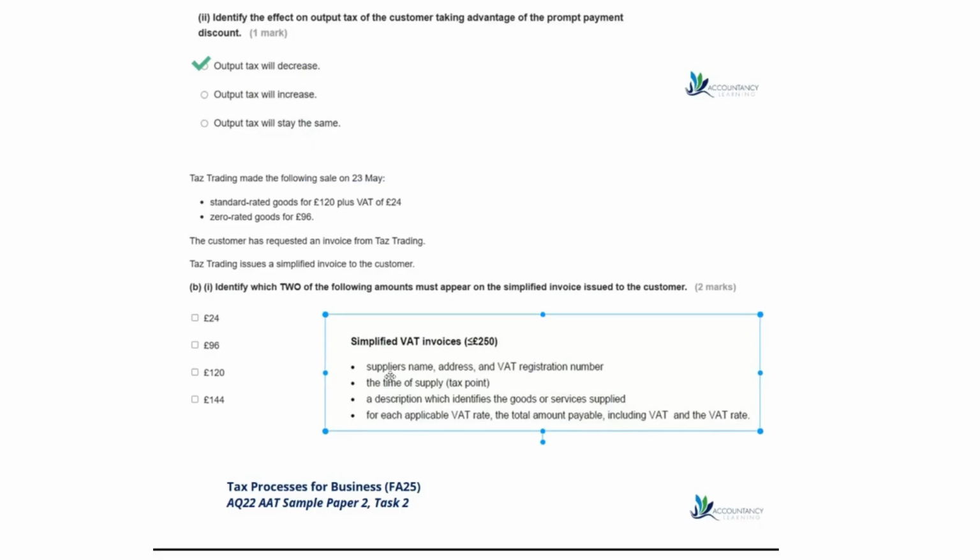So it must have the detail of the supplier, the tax point, a description which identifies the goods or services supplied, and then for each applicable VAT rate, the total amount payable, including VAT. So this is the bit that we're going to be looking at. So zero rated goods for 96 means we've got to show 96 on there. And then we've got standard rated goods for 120 plus the VAT of 24. So we've got to do including VAT. So it'd be 144 would be the other amount that needs to appear.